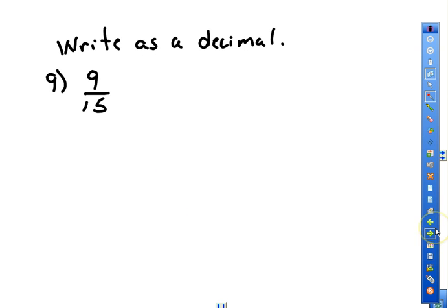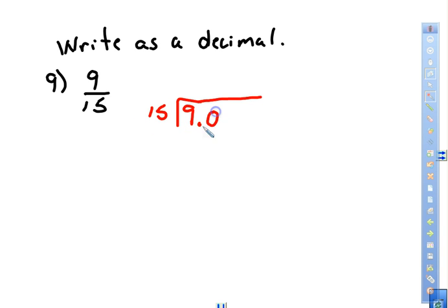Let's look at the next one. Now write this as a decimal. So go ahead and hit pause and solve. Again, top number goes in the division box. And in order to solve this, since 15 doesn't go into 9, we add a decimal and then add a 0. And how many 15s go into 90?